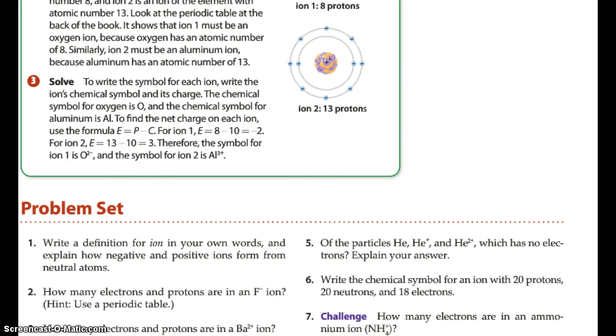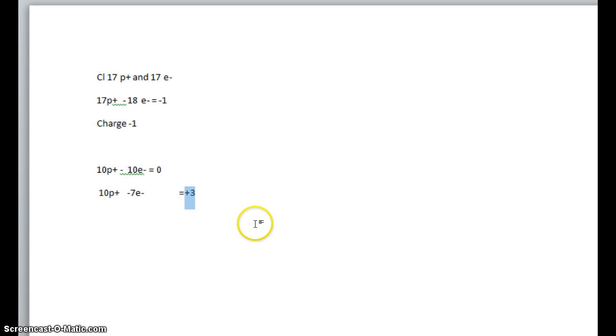And I want an F minus ion. All right, so I start out with 9 protons minus 9 electrons gives me a charge of 0. And this time I want a charge of -1. I cannot change my protons. So how many electrons do I have to have? 10.